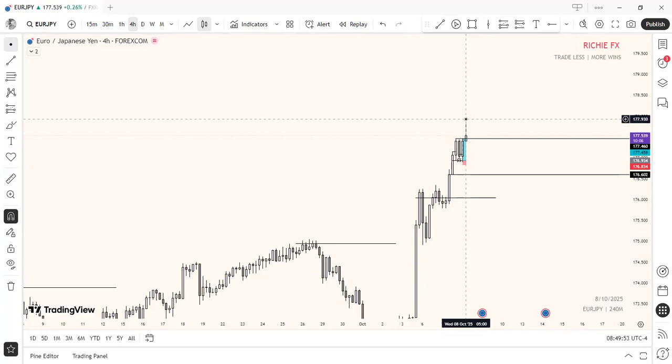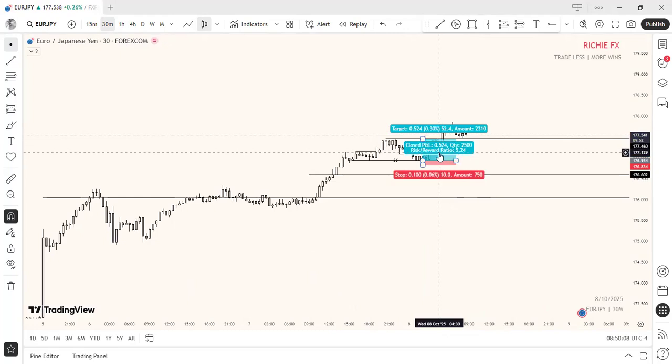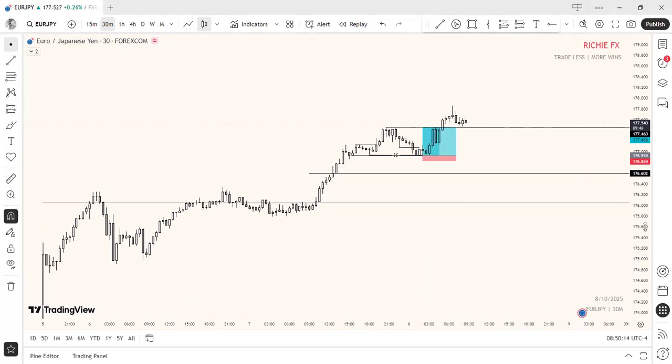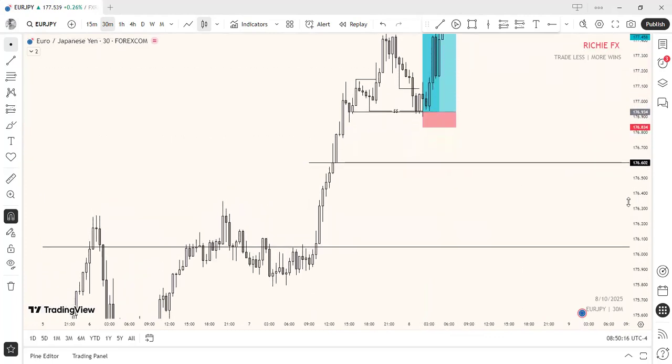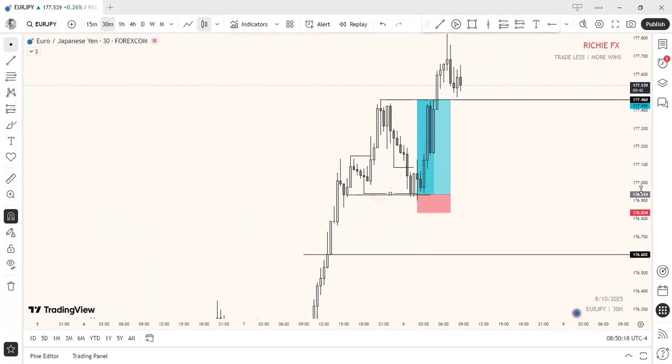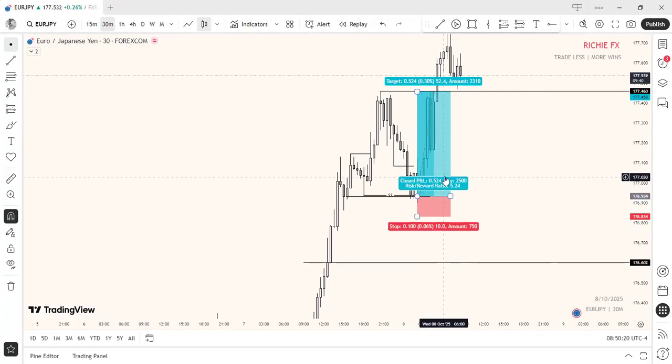I'll be sharing the knowledge that I used to trade EURJPY and GBPJPY this morning. The trade was very nice because I got a 1 to 5 risk to reward. The trade was very clean, and this is the trade that I'm going to break down.